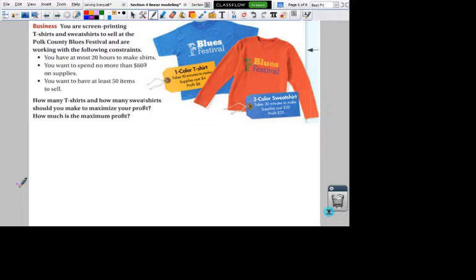How many T-shirts and how many sweatshirts should you make to maximize your profit? 25. That's the answer. I already know. Let's find out.